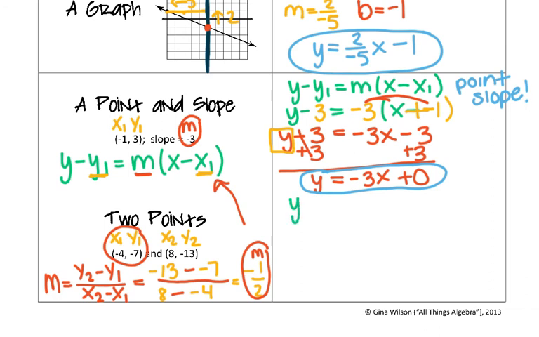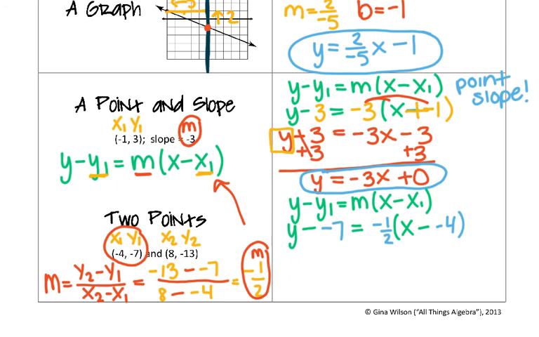So let's write that. y minus y1 equals m times x minus x1. So I have y minus, my y1 was -7, equals my m, which was -1/2, times x minus my x1, which was -4. And just like above, remember when you have two negatives, it turns positive. So that's plus, and this is plus. So all I'm going to do now is start to solve for y so I can simplify this.